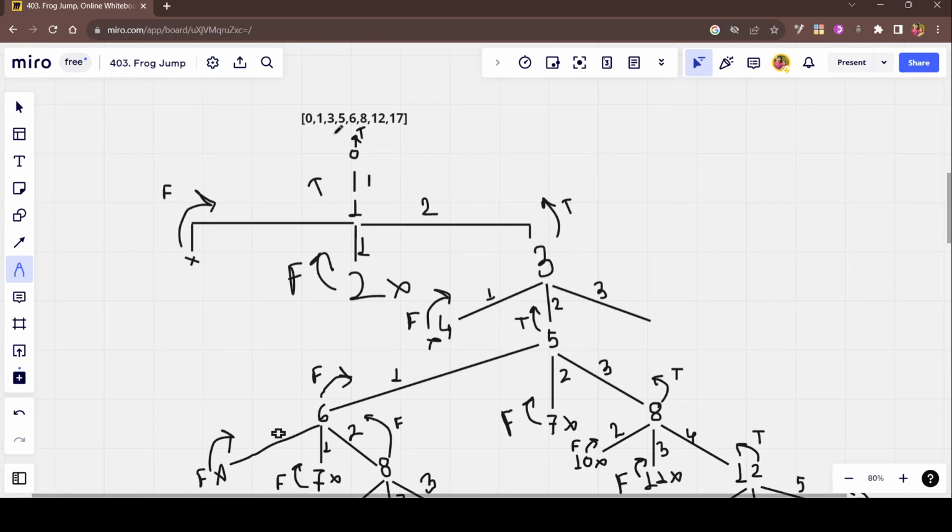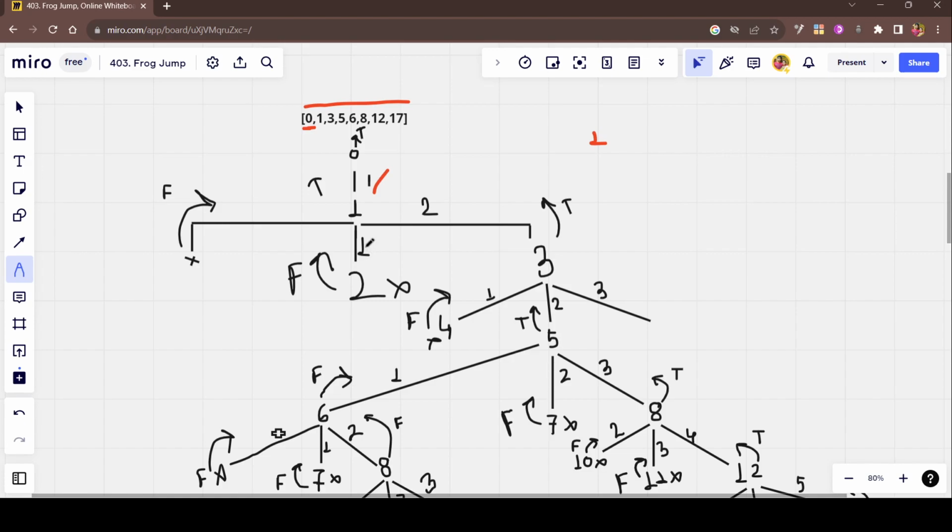See this. So these are the positions of stones, and initially the frog is on 0. Now it is given in the question that from the initial stage it can jump only 1 unit. Okay, so 0 plus 1, it is now on 1, and 1 is present. That means on 1st position we have a stone. That means the frog is safe. Okay, so then go forward.